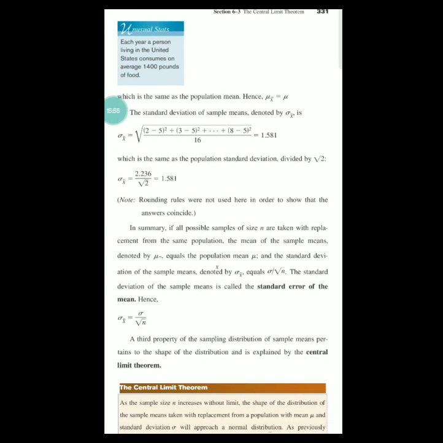In summary, if all possible samples of size n are taken with replacement from the same population, the mean of the sample means, denoted by mu x bar, equals the population mean mu, and the standard deviation of the sample means, denoted by sigma x bar, equals sigma divided by square root of n. The standard deviation of the sample mean is called the standard error of the mean.